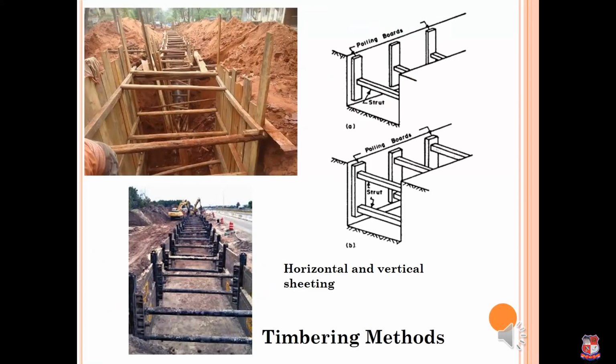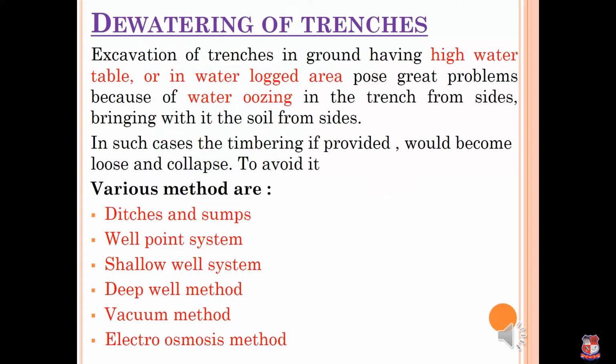So here figures are there that are showing for this excavation how this timbering work is done to support your particular excavation. So here it is in the form of horizontal and vertical sheeting. So various timbering methods can be applied just to avoid this collapse of the side of your excavation trench. Next is dewatering of the trench.